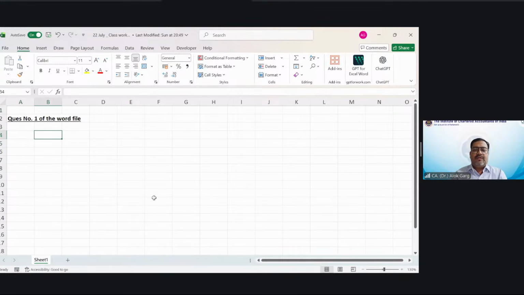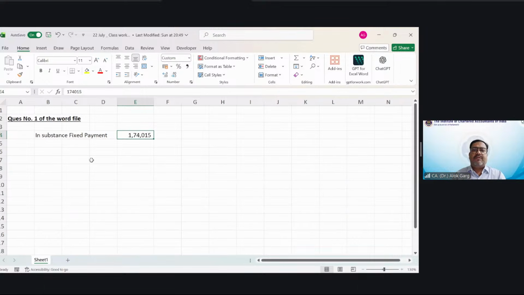So in substance, the fixed payment is how much? 7 lakh quantity multiplied by 0.25. And even in the question, it is 1,74,015. So let me write 1,74,015, which is given in the question.